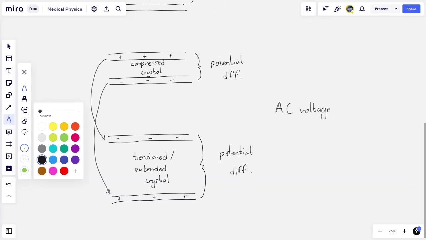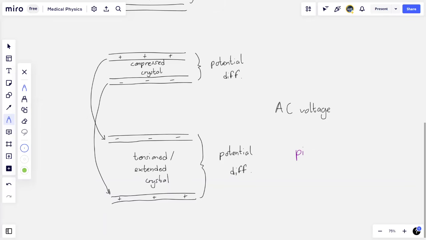And we give this crystal a very special name. We call it a piezoelectric transducer, very fancy word. A transducer is simply something that converts one thing into another thing. Anything that transduces something is converting something into something else. This is converting a stress into a potential difference, or a stress into electricity.